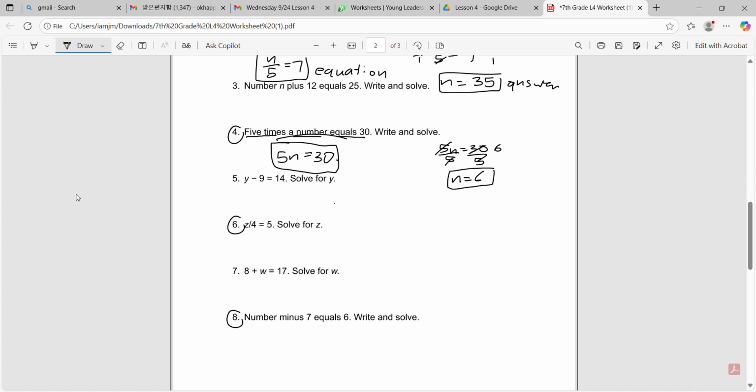Number 6. Z over 4 equals 5. Solve for Z. For this question, we were provided with the equation, so you don't need to write it down separately. You just need to solve for Z. So Z over 4 equals 5. Multiply by 4, multiply by 4, and you get Z equals 20.